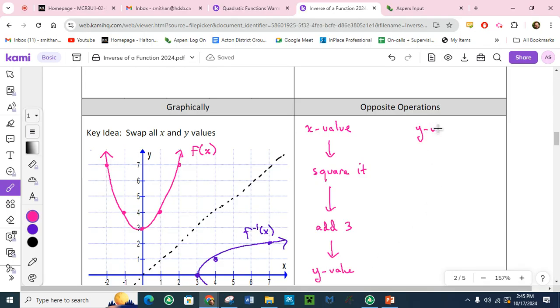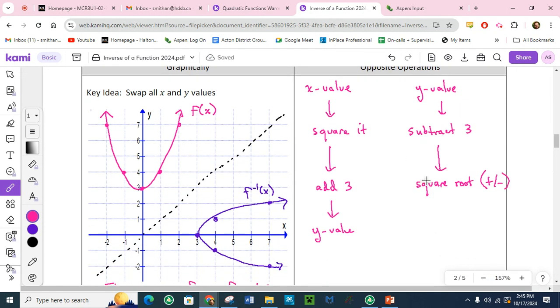Now, if you were to go the other way and start with your y value, opposite of adding 3 is subtracting 3. Opposite of squaring is square root. And I'm going to add in brackets here a plus or a minus as a reminder for you guys. And that would give you the x value. So that's a second way to get the equation for the inverse. I'll just write that out. Start by subtracting 3, and then take the positive or minus square root. You do get the same thing we got above algebraically.